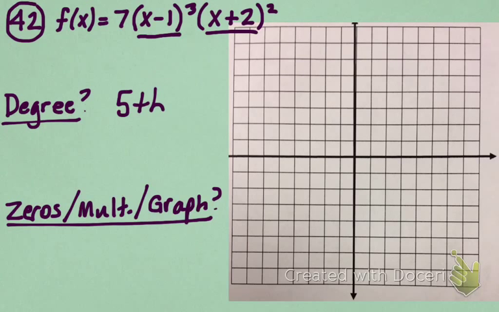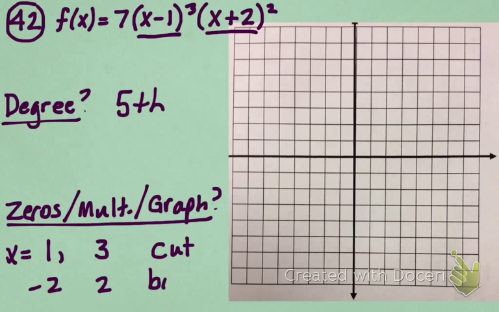And then our zeros, remember those are just the x values that make each of the factors we have 0. And what would make x minus 1 0 is 1. And what would make x plus 2 0 is negative 2. And so we're going to do this almost like a little mini table here. The multiplicity of the 0, 1 is 3, which is odd, which tells us the graph will cut the x-axis there. And for negative 2, we have multiplicity 2, which means that our graph should bounce at negative 2.